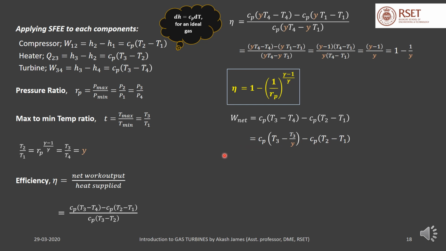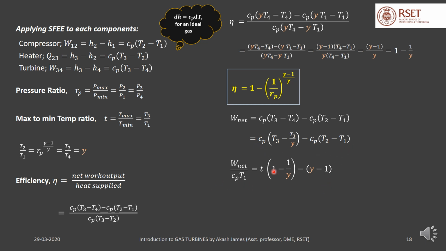It is always convenient to write the specific work output in a non-dimensional form as W net by Cp times T1. Here note that Cp is a constant and T1 in most cases is the ambient temperature. And this is equal to T times 1 minus 1 over Y, minus Y minus 1. This can be easily obtained from this expression by dividing this throughout by Cp times T1.